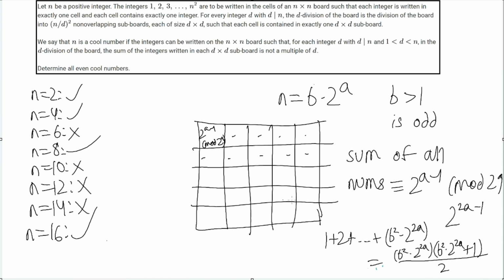So why is b greater than 1 important? Well, we can't really divide it into a b by b grid if b equals 1, because that violates this condition, which is why powers of 2 are so special in this sense, and why they work in this problem.